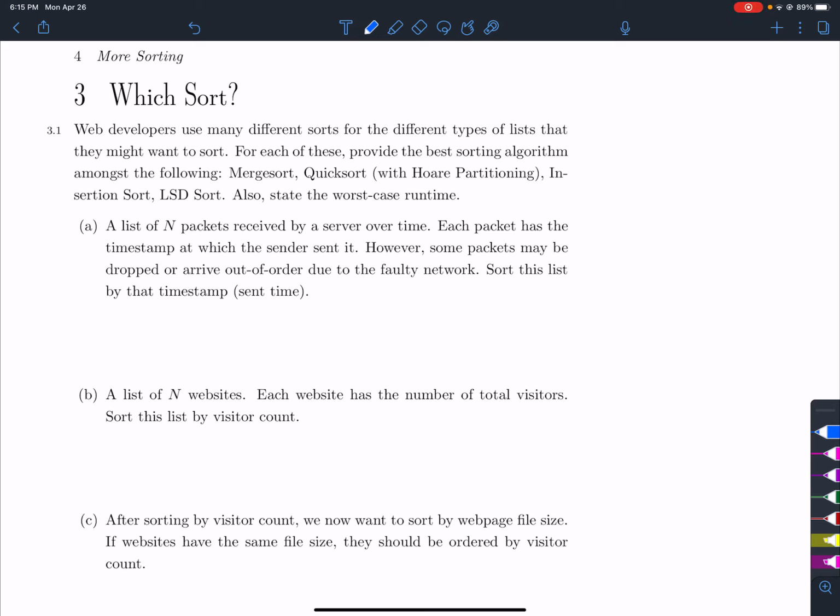Okay, so today we're going to look at more sorting, question 3, which sort. We're given the question that web developers have many different types of sorts that they can use in their toolbox, and they're saying, for these scenarios, which sort should we use? Provide the best sorting algorithm, and in addition, also state the worst case runtime.